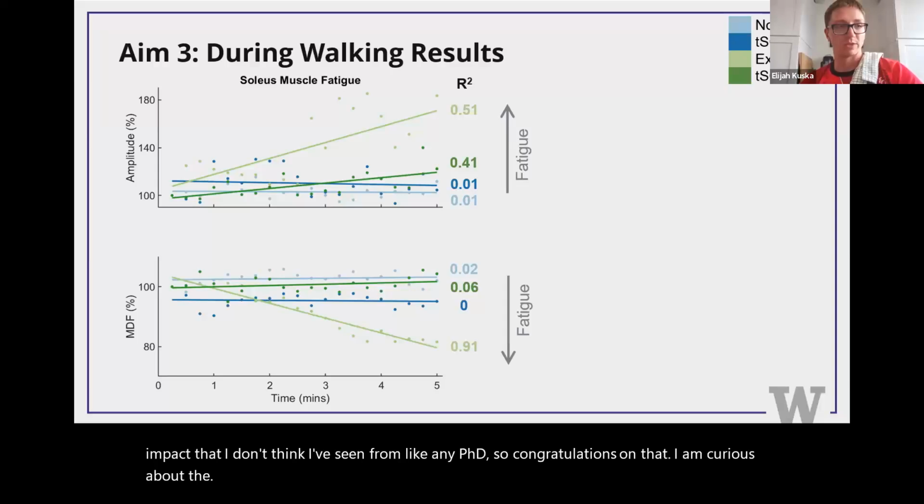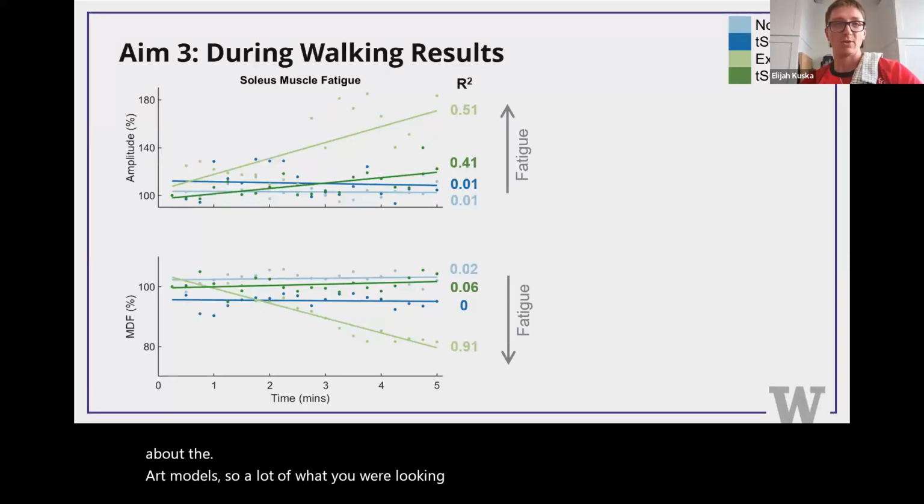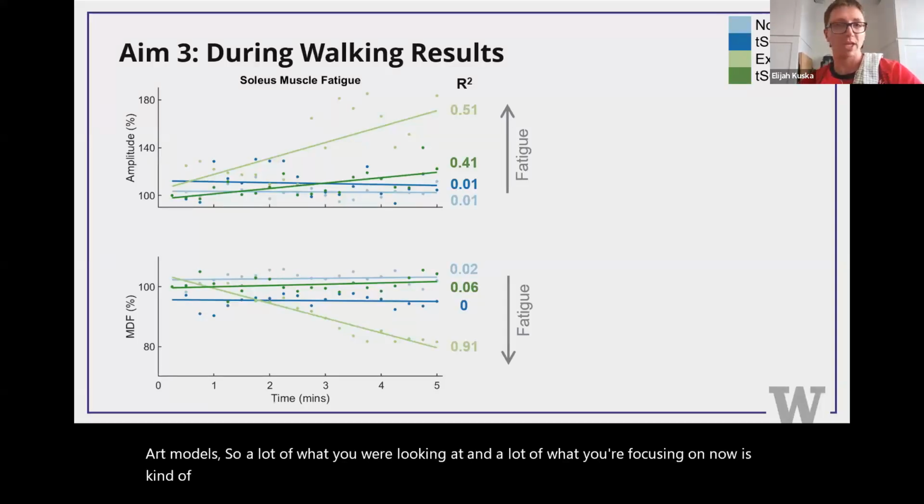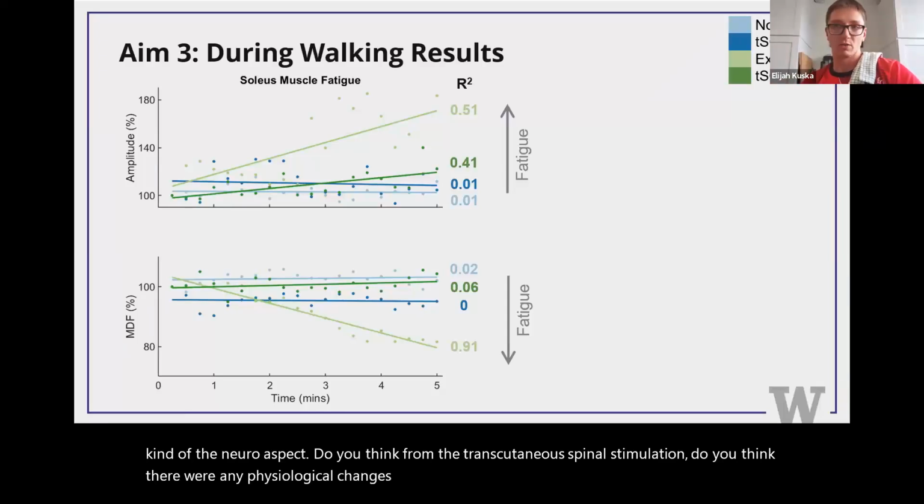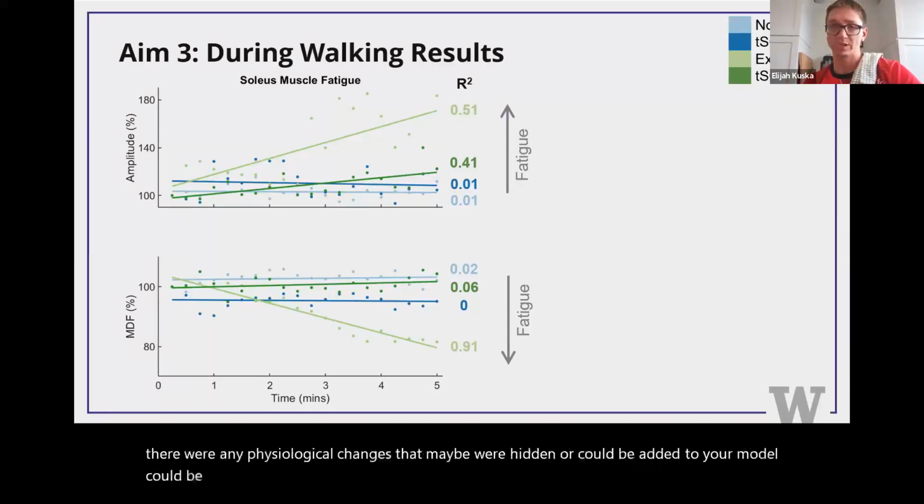I am curious about the BART model. So a lot of what you were looking at and a lot of what you're focusing on now is the neuro aspect. Do you think from the transcutaneous spinal stimulation there were any physiological changes that maybe were hidden or could be added to your model? It could be something as simple as weakness or contracture. Do you have any thoughts on that?